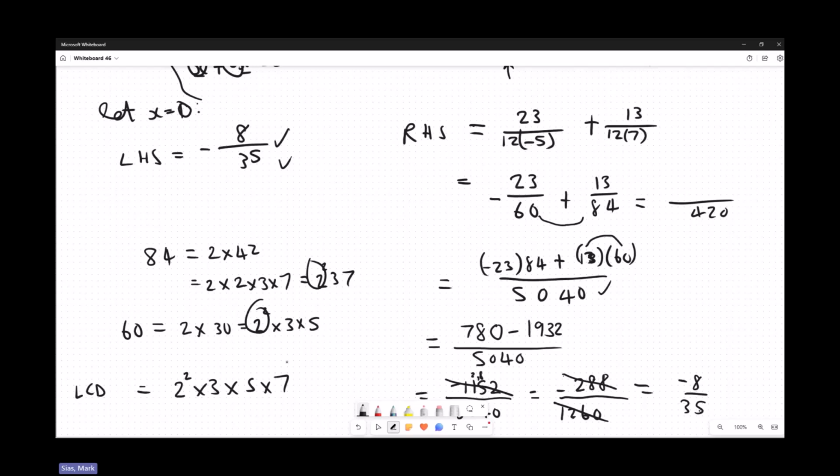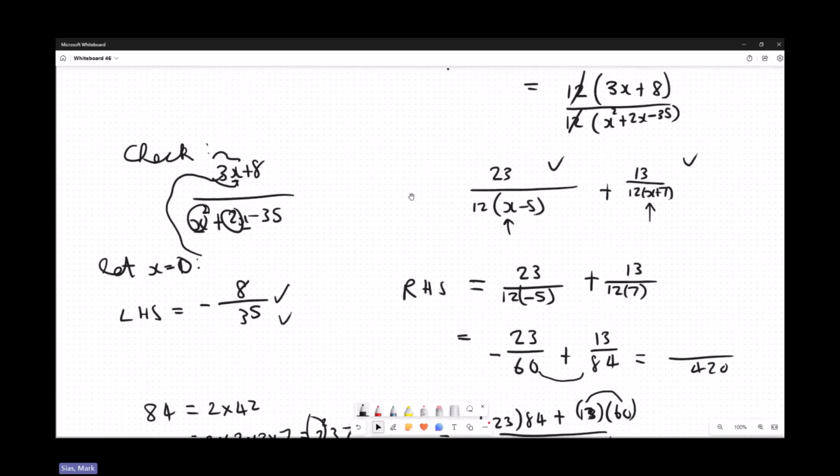But the crux of the matter is we got the left-hand side equal to the right-hand side by choosing x to be 0, such that the left-hand side and the right-hand side remain defined. Of course, it would not have made sense for you to choose x equal to 5 or x equal to -7, since the right-hand side would be undefined. Any other real number would do. It's not a problem.